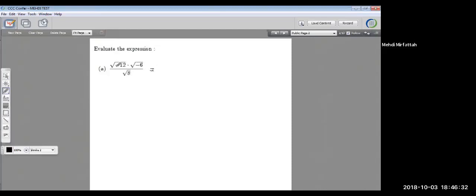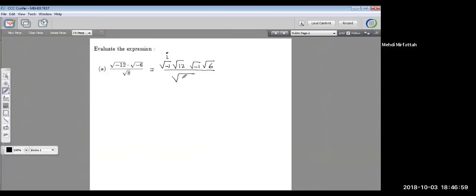At the top of the fraction, I get square root of minus 12. So this would be really square root of minus 1 times square root of 12. I can replace this with i. And similarly, this would be square root of minus 1 times square root of 6 over square root of 8.